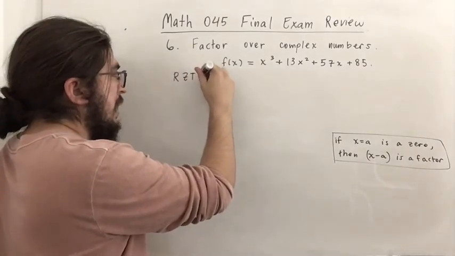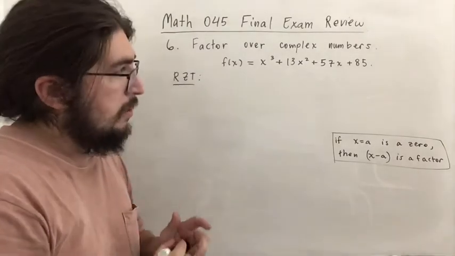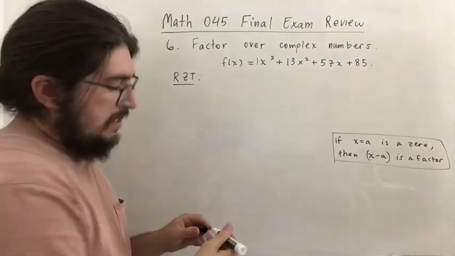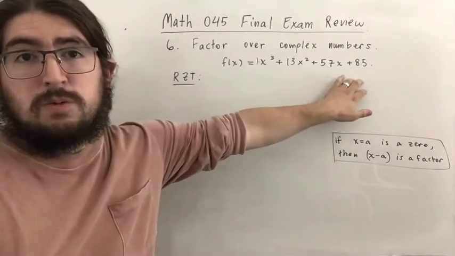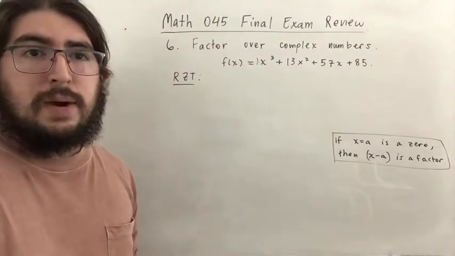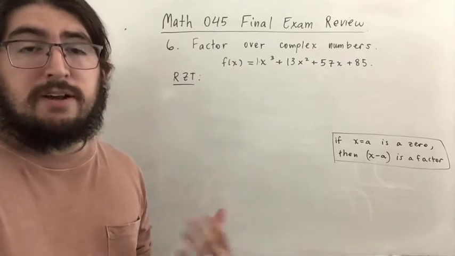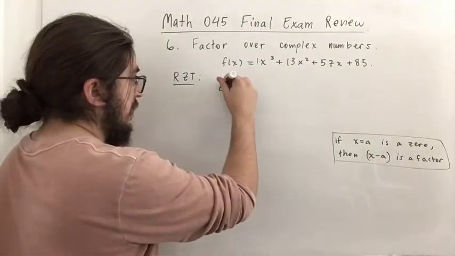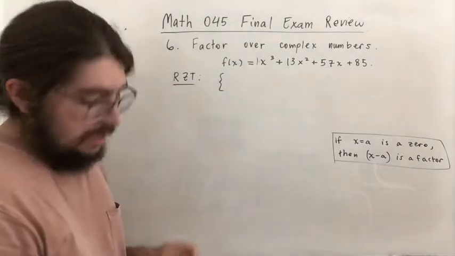RZT for short. It basically says to factor your constant term and your leading coefficient, which in this case is just the number 1. Divide all of the factors of the last one by factors of the first one with plus or minuses, and those are going to be your set of possible rational zeros. So let's write that out. So we get this set of possible rational zeros.